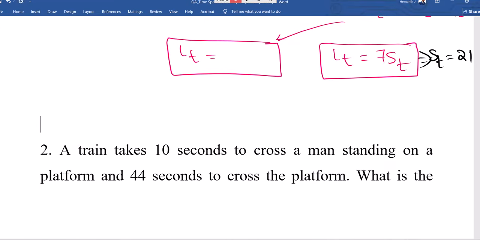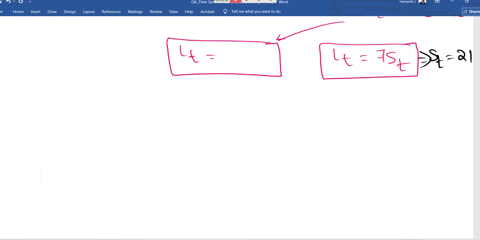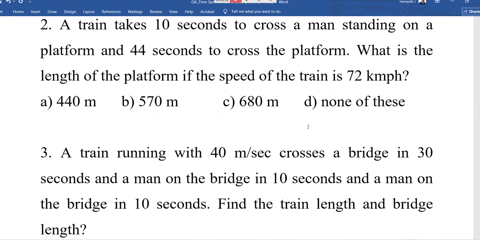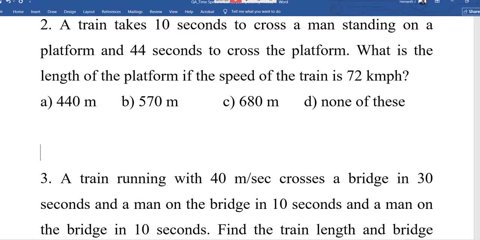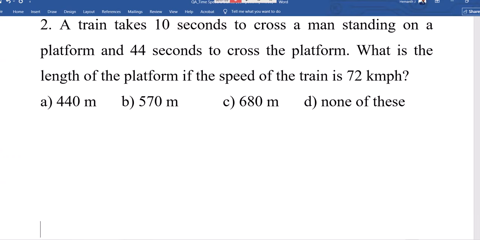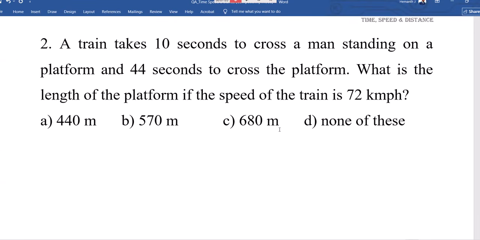Train is crossing a pole. Train is crossing a stationary train. Now see the second question related to problems on trains. The train takes 10 seconds to cross a man standing on the platform. Now, very important is this term, my dear friend. There are two situations. Man standing on the platform. Next one, 44 seconds to cross the platform. Guys, first case, can anyone tell what's the distance, speed and time? First one, D1, S1, T1. Next one, D2 is there.